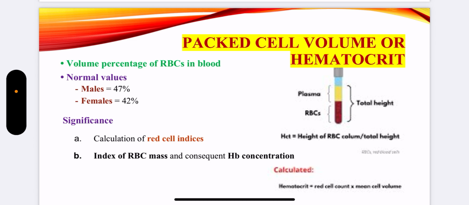So this PCV represents the volume percentage of RBCs that are present in the blood. The value is different in males and females, as the RBC count is different in both. In males, it is around 47%, whereas in females, it is around 42%. Now, how do we get this PCV or hematocrit?